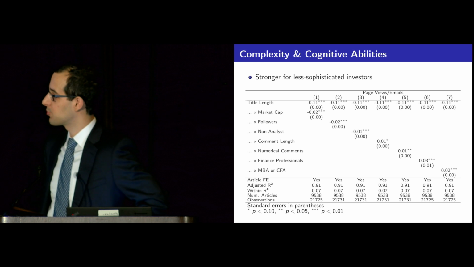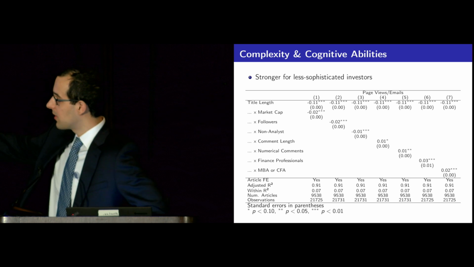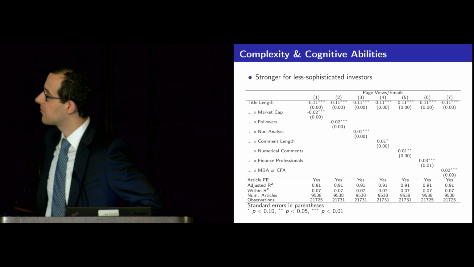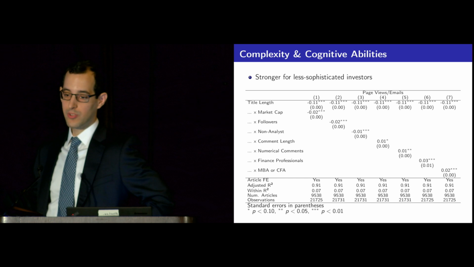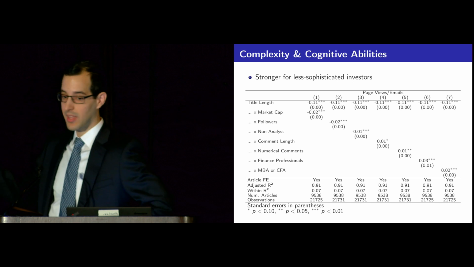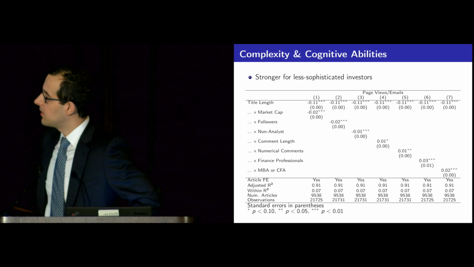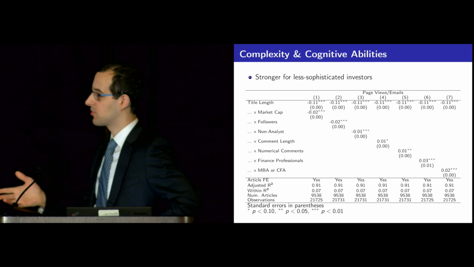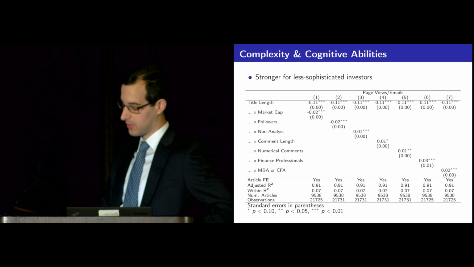Are you a self-declared financial professional? If you are, and if there are more of those people, you see that the effect of title length, interacted, is lower. So it looks like more sophisticated people are less affected, but they still are affected. These people also tend to write longer comments and more numerical comments, and if you write longer comments and more numerical comments, the effect also seems to be lower.